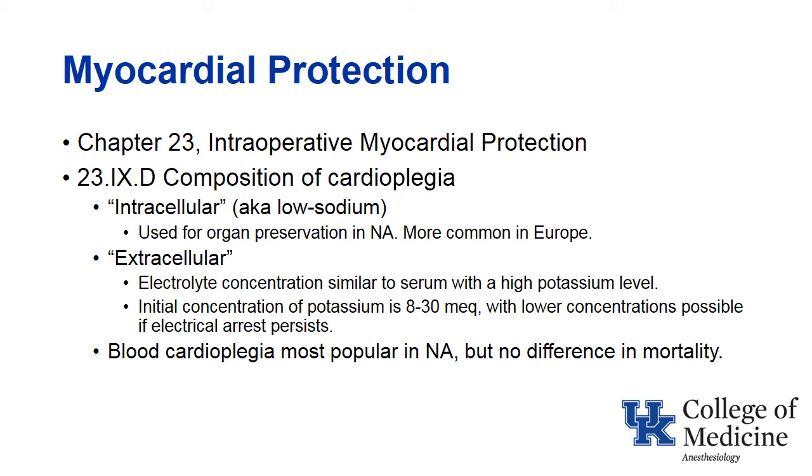What we use is termed extracellular, and the electrolyte concentration is similar to serum, but with a high potassium level. The initial concentration of potassium is in the region of 8 to 30 milliequivalents per liter, with lower concentrations possible if electrical arrest persists. Blood cardioplegia is now the most popular form of cardioplegia as compared to crystalloid cardioplegia in North America, but it's stated that there's no difference in mortality between the two.